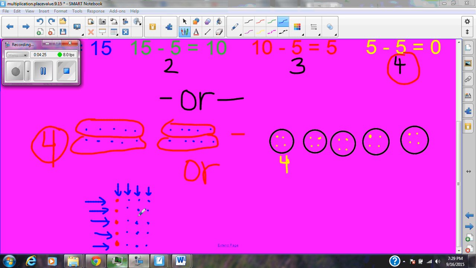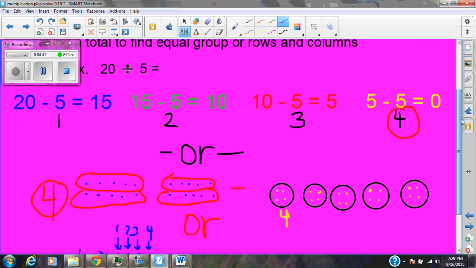And what I see here is I have 5 rows, and I've made arrows here to show me my rows because they go from side to side. And I see that I have my 4 columns here. So I was able to go backwards and start with the total and make groups or rows and columns using all of these things. So that lets me know that division is the opposite of multiplication.